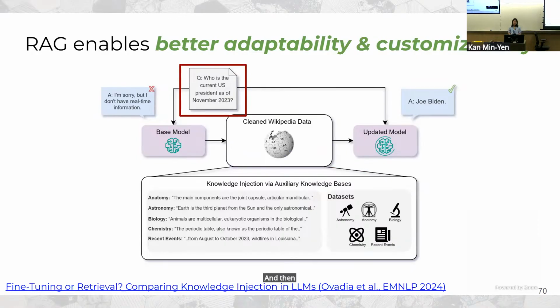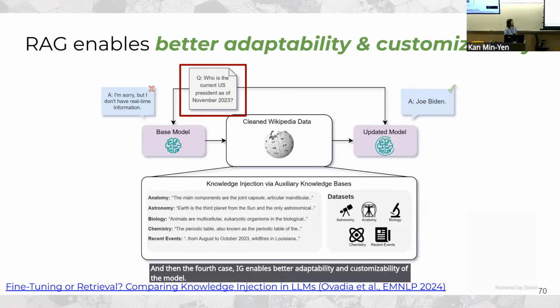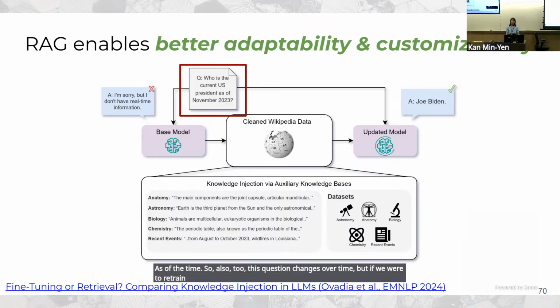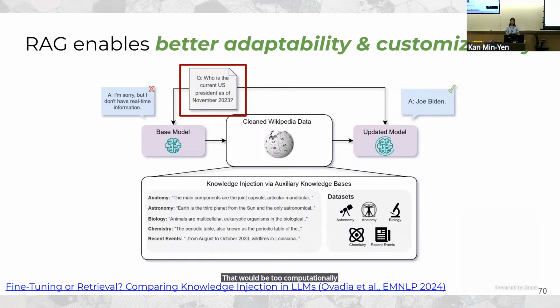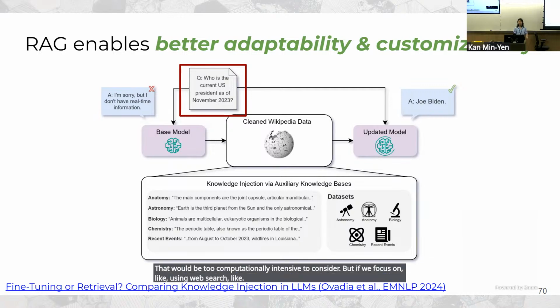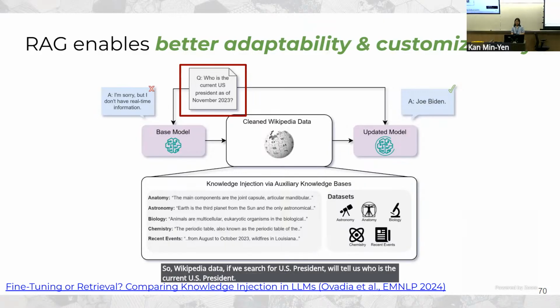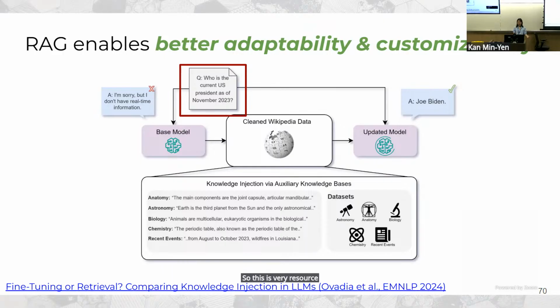And then the fourth case: RAG enables better adaptability and customizability of the model. Here the question is, who is the current US president as of a certain time? The answer to this question changes over time. But if we were to retrain the model, that would be too computationally intensive to consider. But if we focus on using web search, like web retrieval, we use Wikipedia data. Wikipedia data, if we search for US president, will tell us who is the current US president. So this is very resource efficient, yet it can allow the model to adapt to new knowledge or new domains.